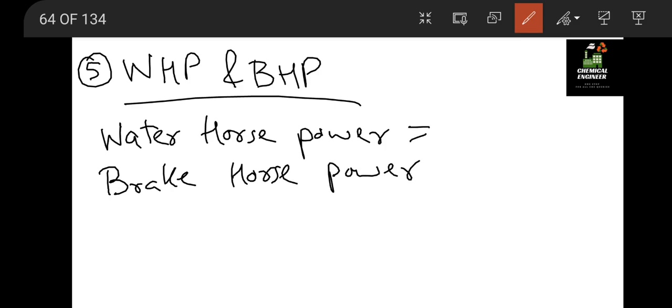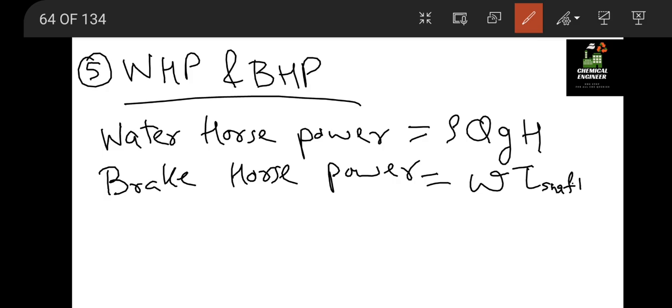So WHP is the amount of energy, that is work that is done on water by this pump. This is given as rho QG into H, and this is given as omega into tau of shaft. Okay, so the efficiency of pump.